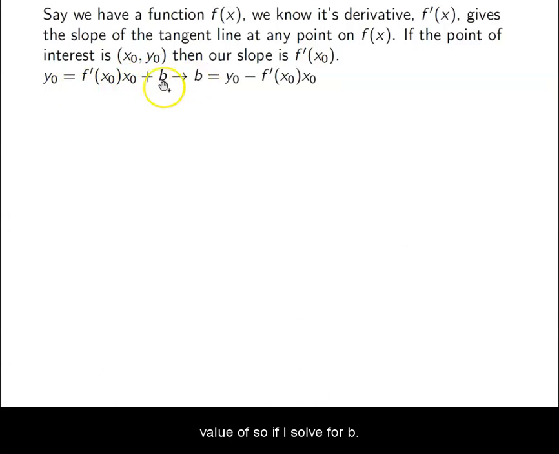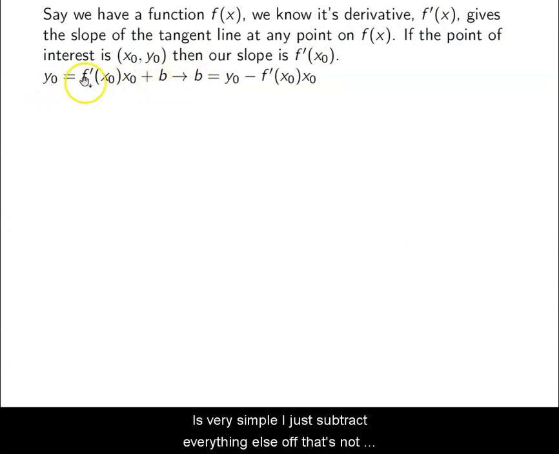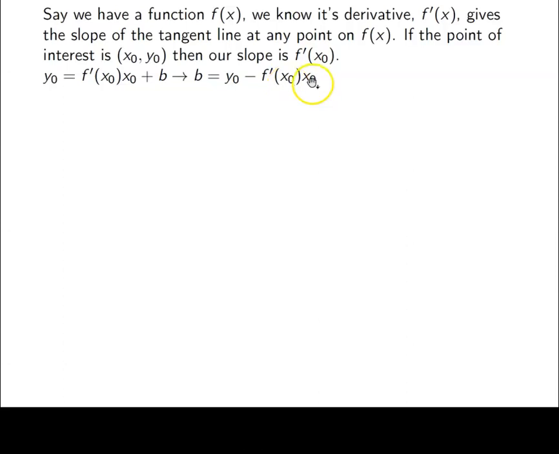So if I solve for b, it's very simple. I just subtract everything else off that's not b. It's not always that easy in practice when we have fractions and things like that, but that's basically what we're doing, isolating b. So b has the form of y naught, this y value, minus my slope at that point times my input value.